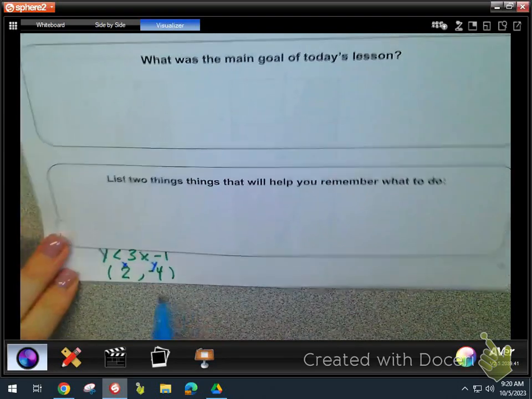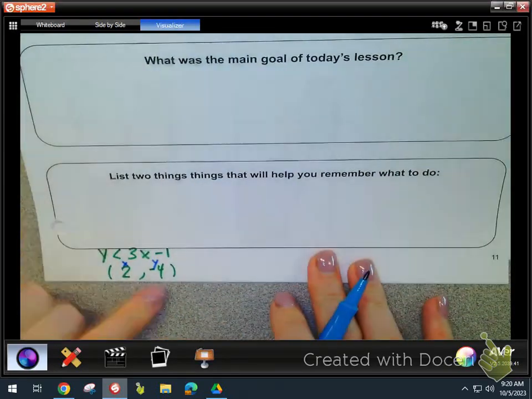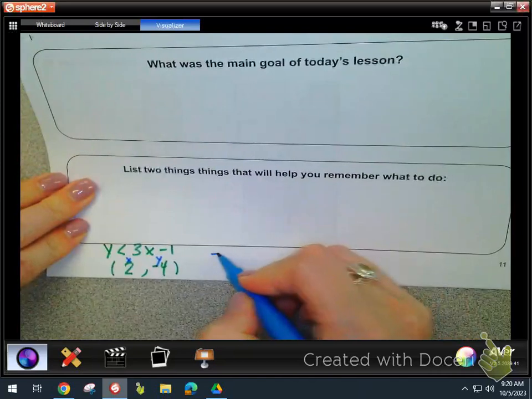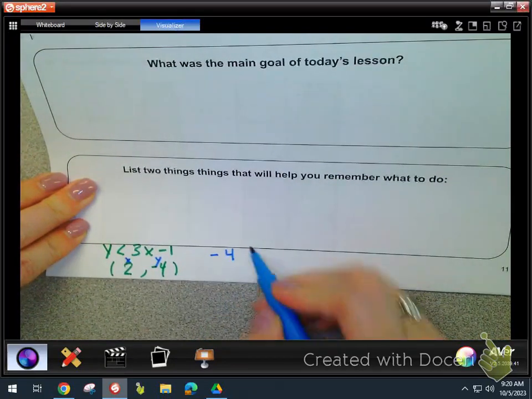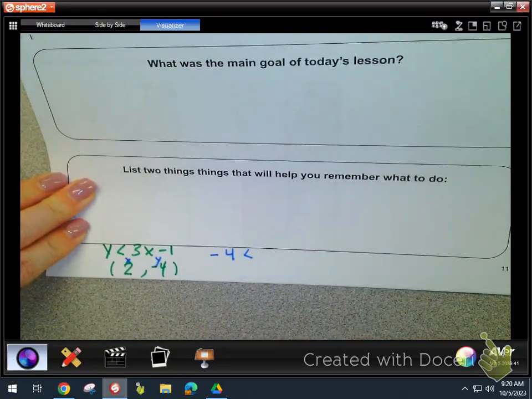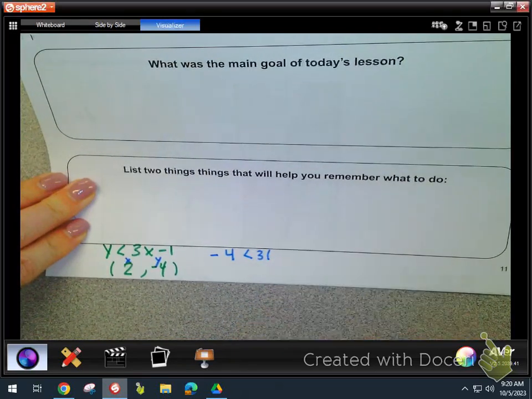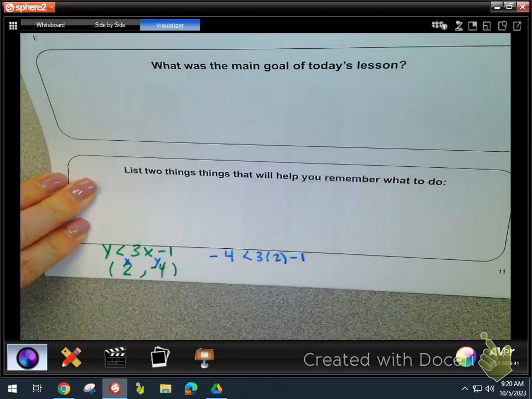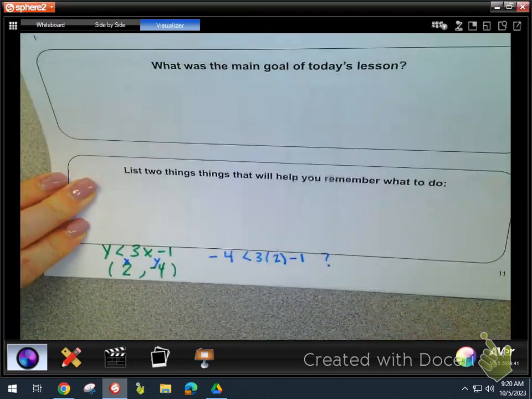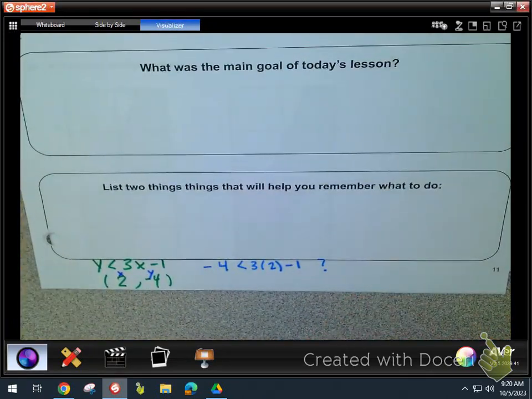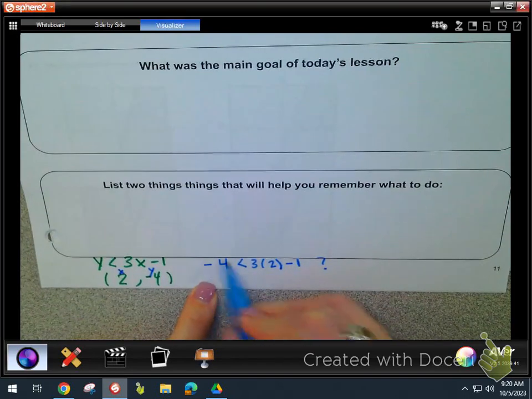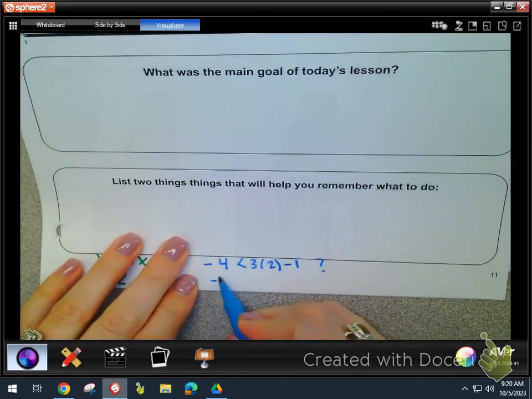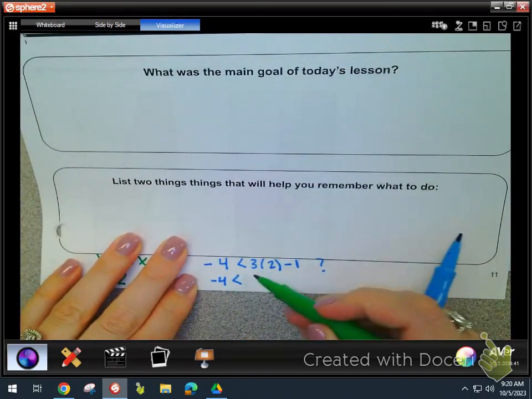So what am I plugging in for y? -4. So my question is, is -4 less than 3 times 2 minus 1? There's an x. What am I plugging in for x? 2. Question mark. I always like to put a question mark on that because I don't know. I'm trying to figure it out. Do I need to do anything with -4 on this side? Any math? No, it's just a number. -4. Write it down.